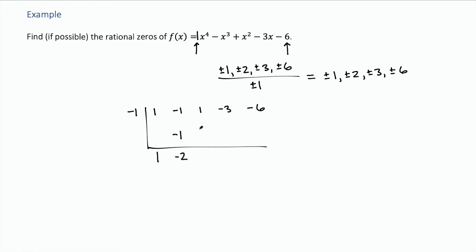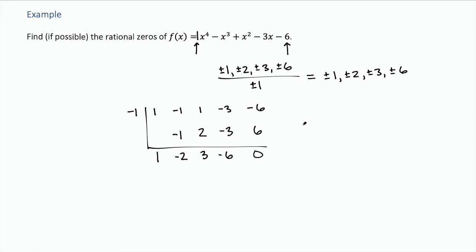Negative 2 times negative 1 is positive 2. 1 plus 2 is 3. 3 times negative 1 is negative 3. Negative 3 plus negative 3 is negative 6. And negative 6 times negative 1 is positive 6. And negative 6 plus 6 is 0. So right there, we have a 0. That tells us that negative 1 is a 0 of this function.